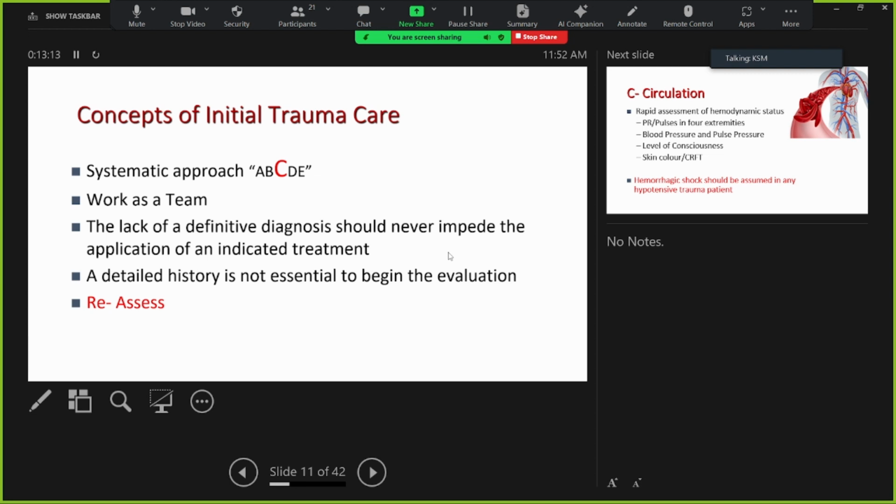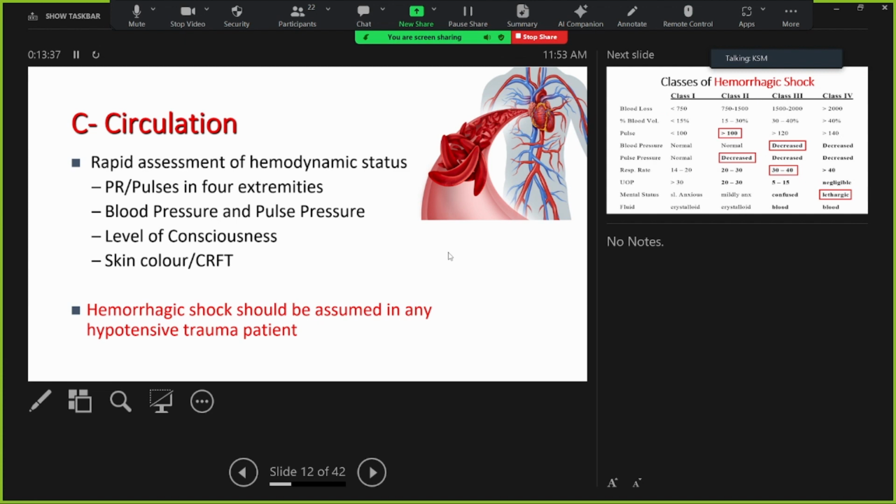Also, I emphasize the importance of working as a team, and lack of a definitive diagnosis or history will not cause any delay in starting assessment and treatment. And very importantly, we have to reassess these patients whenever you find there's a problem. So my main topic today will be talking about circulation and its complications, among other things. So I will go straight into that.